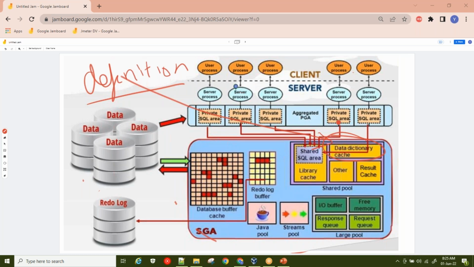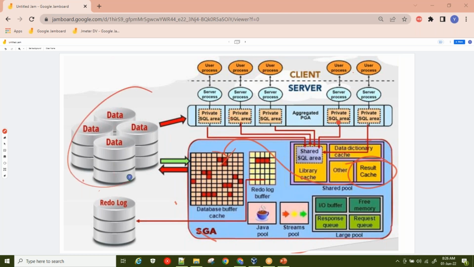Then after the definition is checked, it will move to the result cache to check whether that query was run before and whether we have the results stored in the cache. So for that purpose, we will go to the result cache. Now, if this data is not there, like it's a new query and we don't have the results, it will go to the database buffer cache. We will see what this database buffer cache and the data storage are.